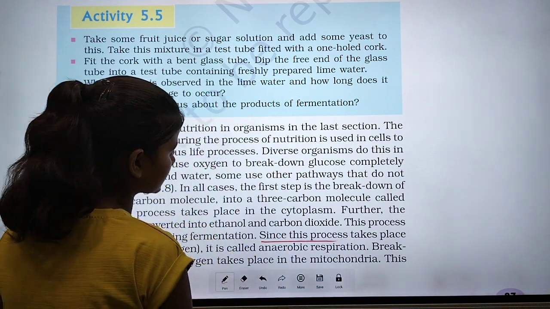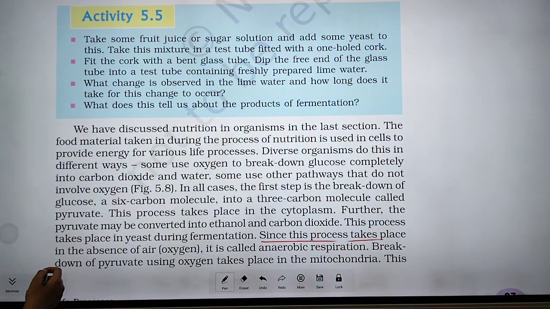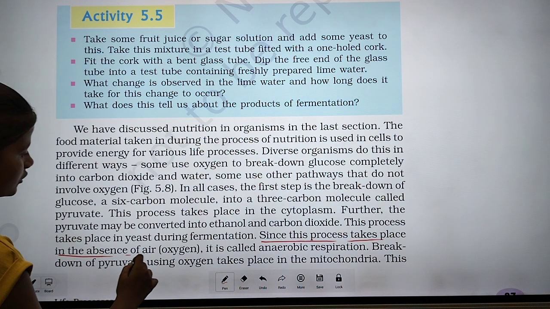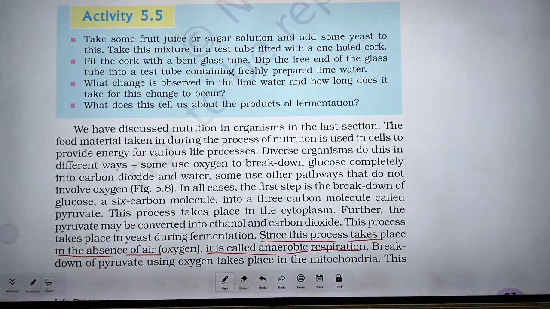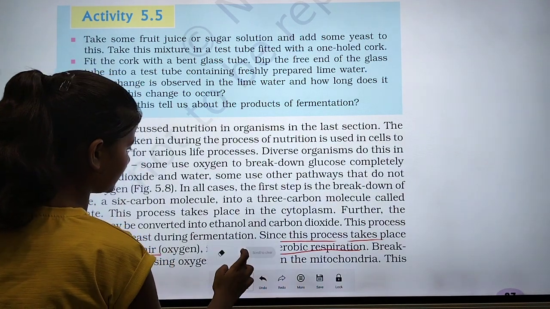Since this process takes place in the absence of air, it means absence of oxygen, it is called anaerobic respiration. It means in anaerobic respiration, air is not present.